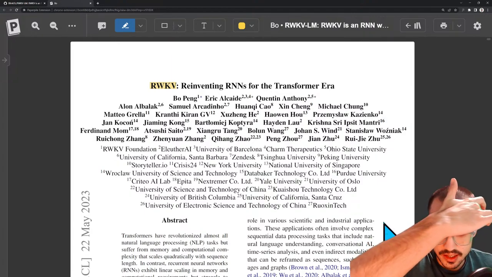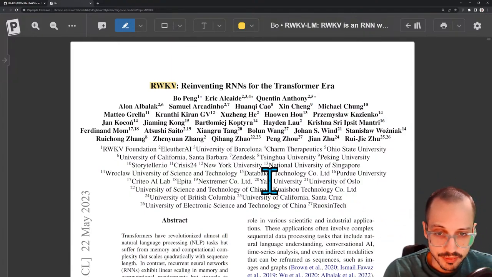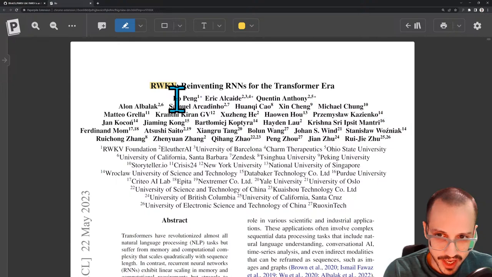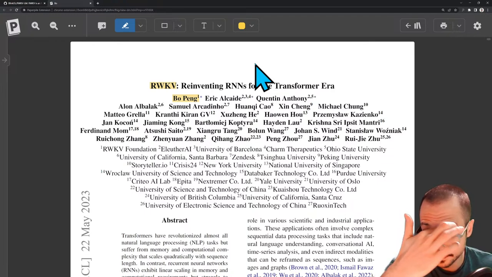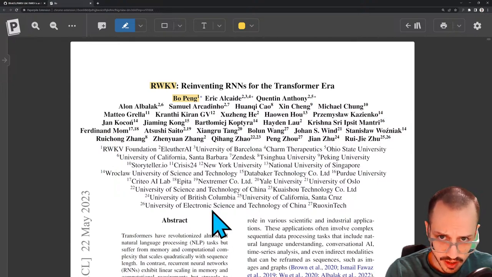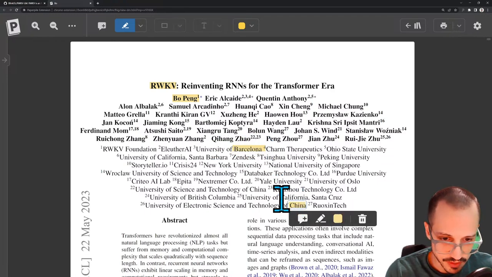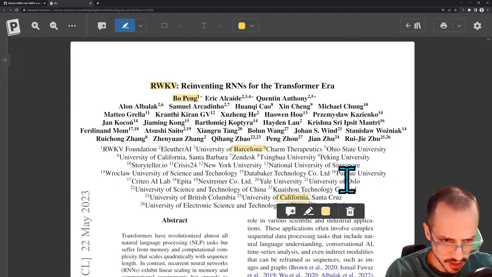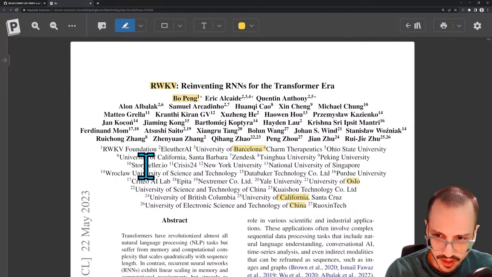So this is the culmination of what seems to be years of work by a bunch of people. I think the main person here is Bo Peng. I don't even know if it's a guy, it might be a girl. Uncertain about that, but you can see this is what open source AI looks like. You have all kinds of different universities all over the world: Spanish universities in Barcelona, Chinese universities, California universities, Oslo in Norway, and Wroclaw here, which is a Polish university.